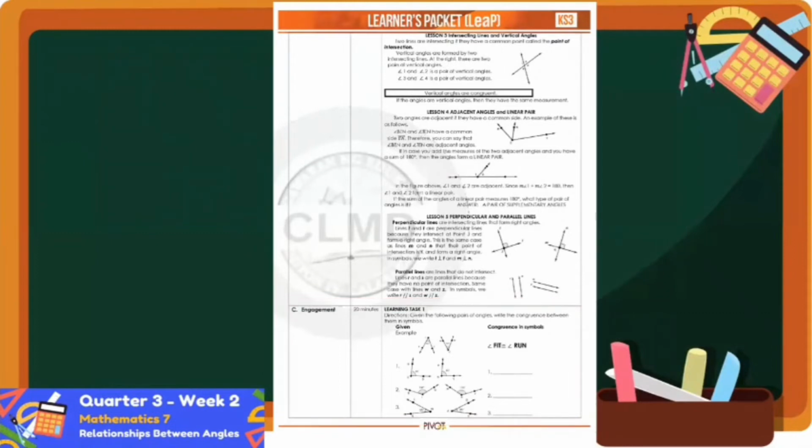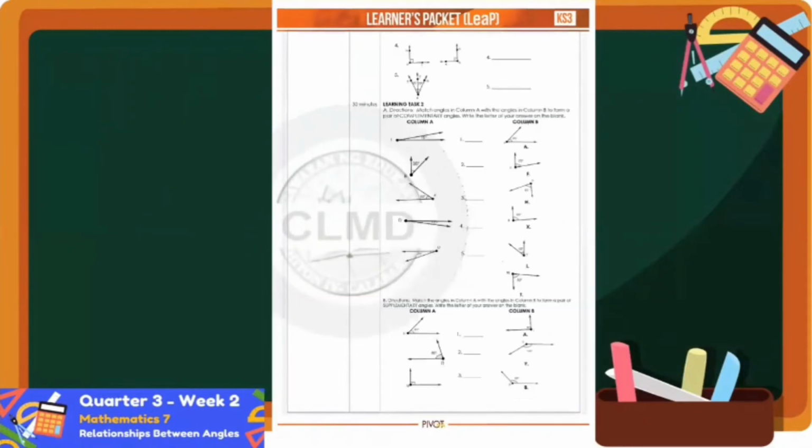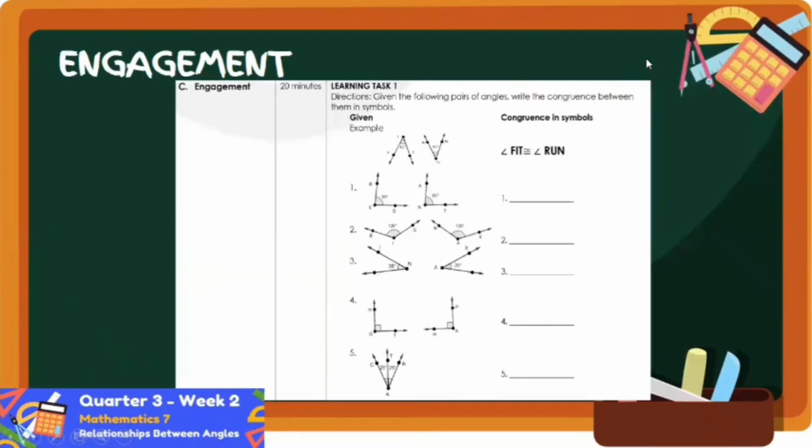Alright, this time let's go to the engagement part. Let's start with learning task 1. Given the following pairs of angles, write the congruence between them in symbols. Example is, angle FIT is congruent to angle RUN. So it's time for you to answer numbers 1 to 5.